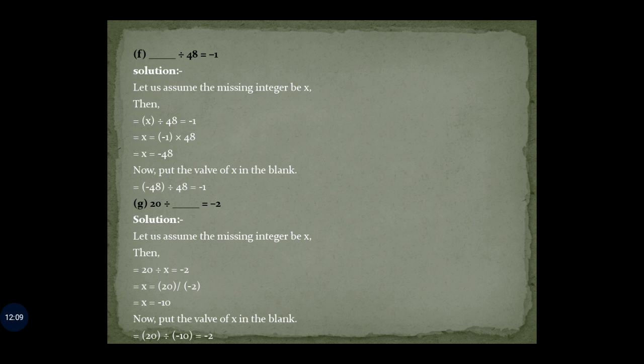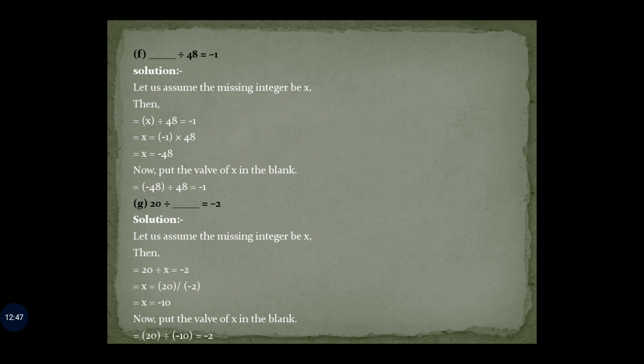F. Dash divided by 48 is equal to minus 1. Solution for this problem is, x divided by 48 gives you minus 1. X is equal to minus 1 multiplied by 48. The division of 48 becomes multiplication when it moves to the other side. X is equal to minus 1 into 48 gives you minus 48. Now put the value of x in the blank. Minus 48 divided by 48 gives you minus 1.